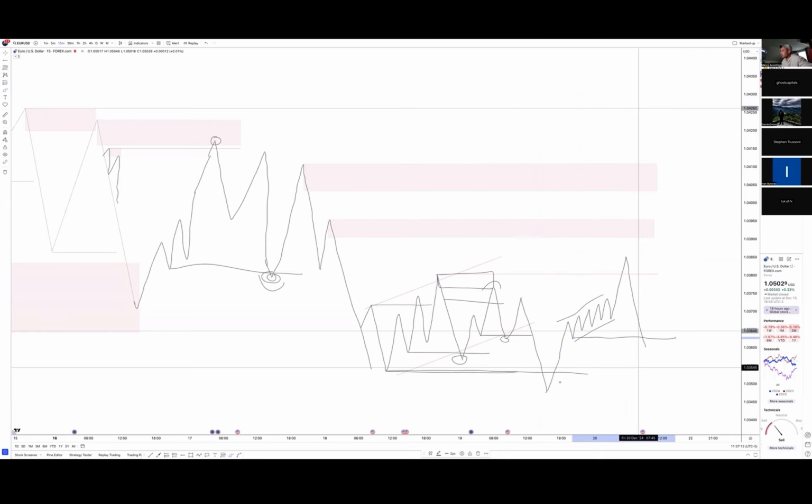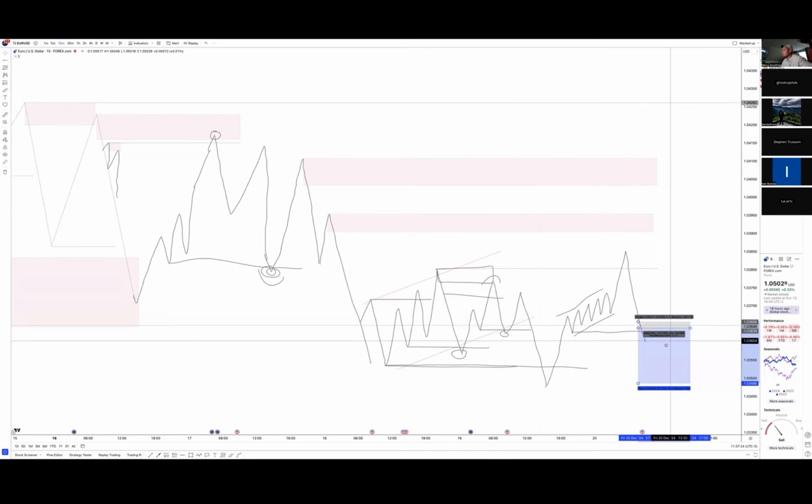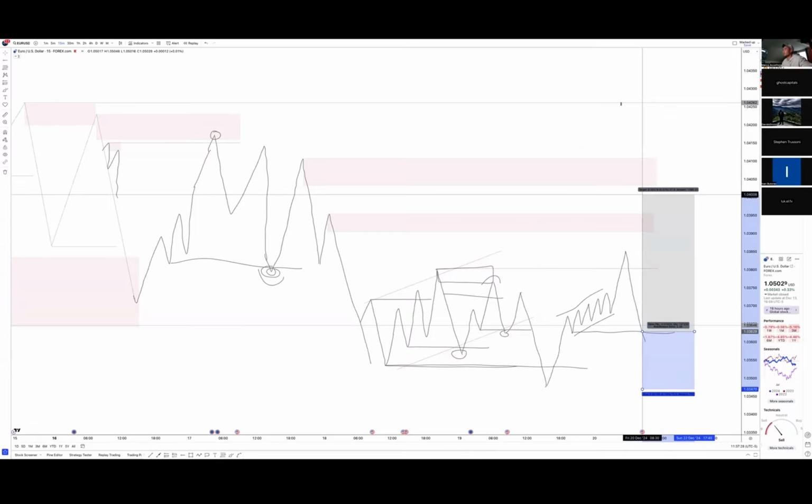How big our stop loss is all depends on how big the liquidity block is going to be. So in this example here, our stop loss would need to be like this. Entry, stop below the liquidity block, and target. Boom.